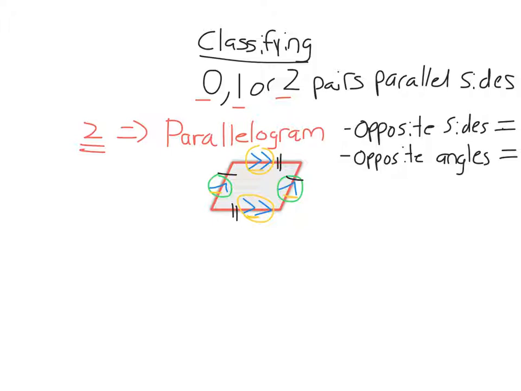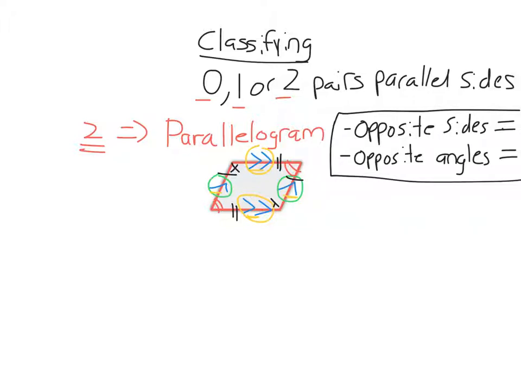We also discussed on the previous slide that opposite angles are equal. This angle and this angle must be equal to each other, and this angle and this angle must be equal to each other. So these are called properties of parallelograms. They're things that are true about any parallelogram. But the definition that we're using for a parallelogram is a quadrilateral with 2 pairs of parallel sides.